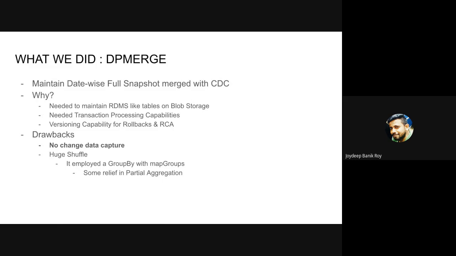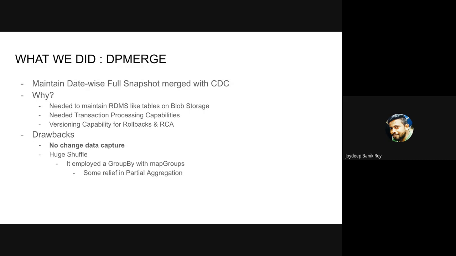Okay, so why did we do this? As you can see, firstly, we needed to maintain an RDBMS-like table structure on blob storage, right? So that we could query the data and run predicates, maybe based on males, Bangalore, right? These kinds of queries, which required the most updated data, very much replicate an RDBMS table.